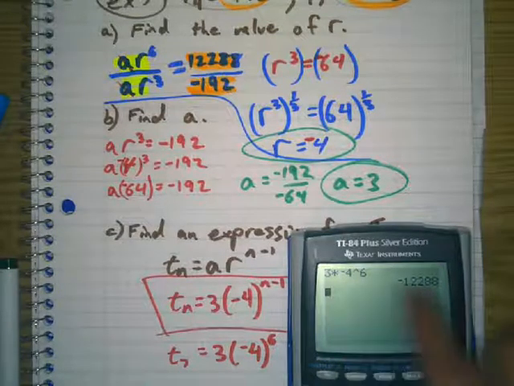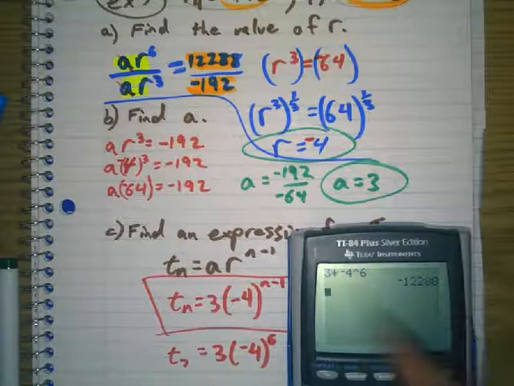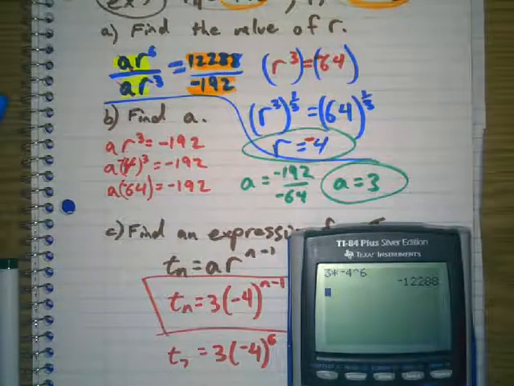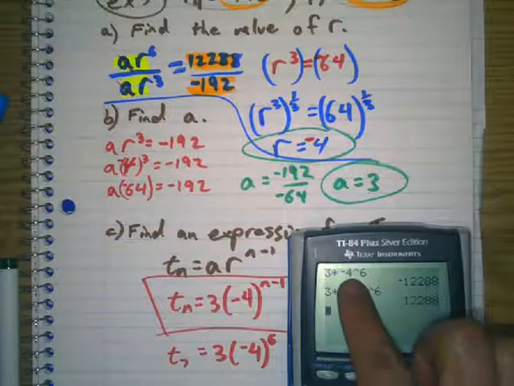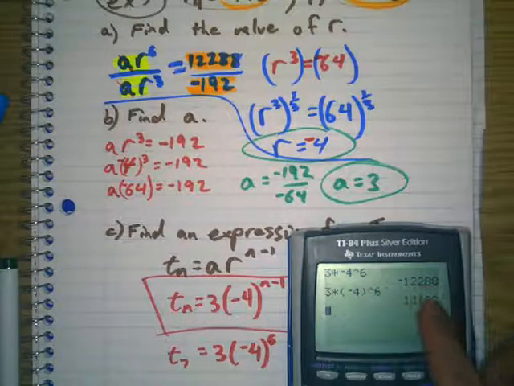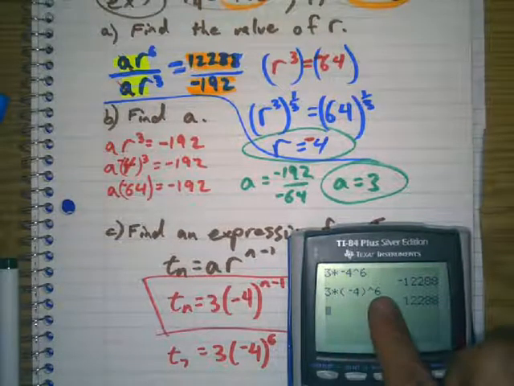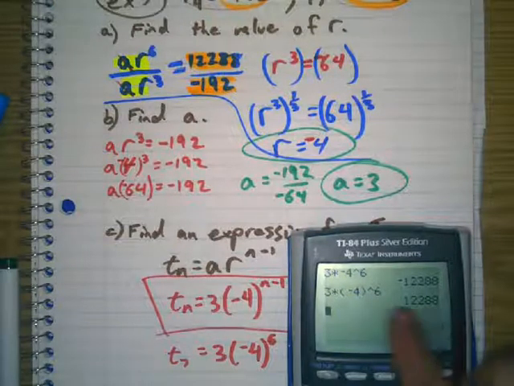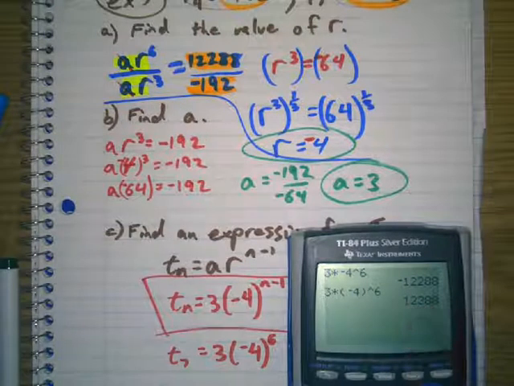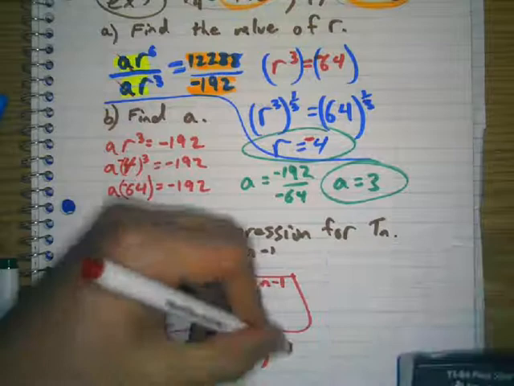Notice if I put the -4 in parentheses, we're going to get a different answer. 3 times parentheses -4 close parentheses caret 6, and watch what happens. Okay, so if you don't put your -4 in parentheses, you won't get the correct answer, because it's -4 to the 6th power. Anything to an even power is going to be positive. So this is an important order of operation thing to think about. And we got the answer that we needed at the top.